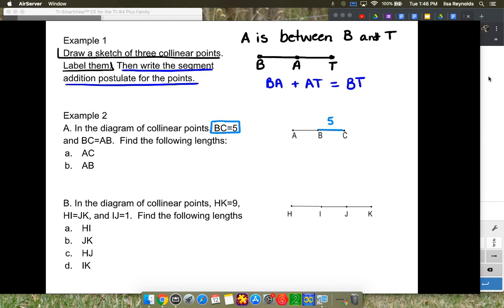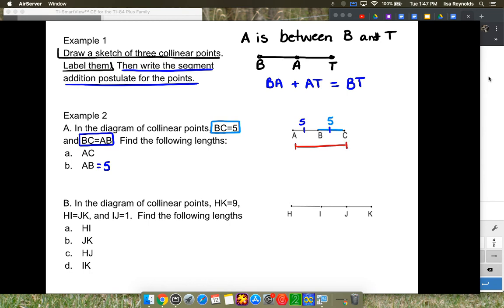Next, we are told that AB and BC are equal. On a diagram, we indicate this with a common slash mark. Everything that has the same slash mark has the same measure. So since AB and BC are equal, that means AB is 5. And then we're asked to find the length of AC, which is the whole thing.